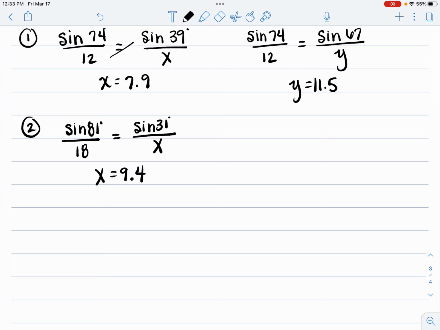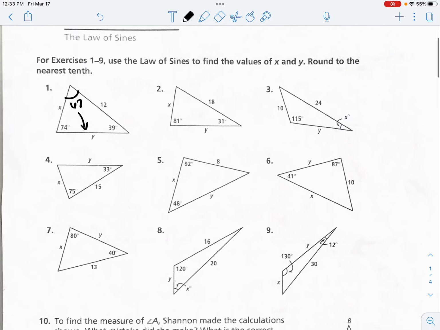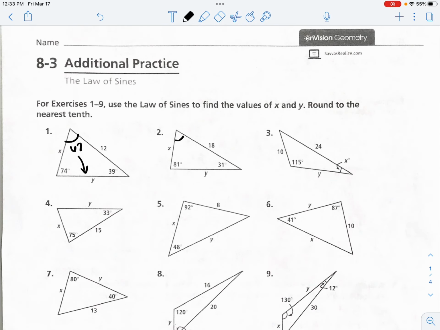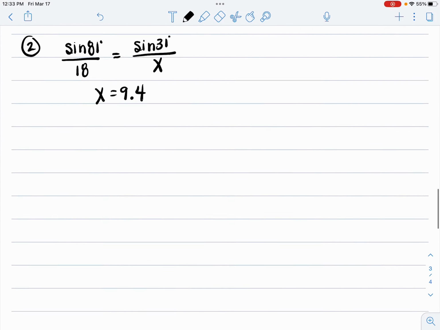And just like number 1, I need this other angle right here in order to be able to find the y value. So I'm going to do 81 plus 31 and subtract that from 180. And I get 68 degrees this time. We can see that's across from y. So that's what I'm going to be using there.